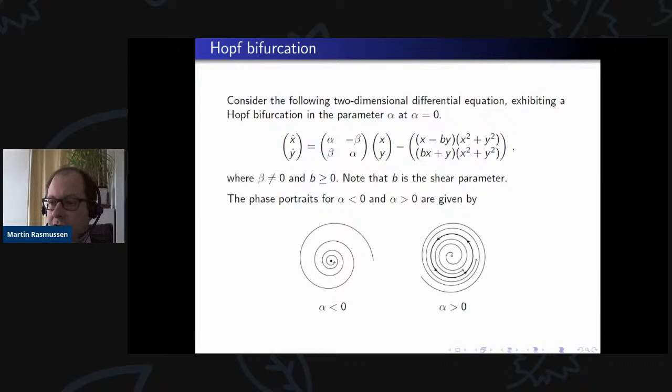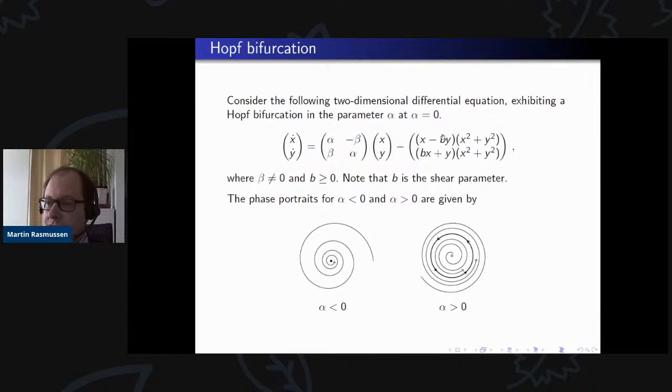I should say that there are also other parameters which I have put into the Hopf bifurcation. So we have the parameter beta here. Beta just describes the rotation of the system, and we have to assume that beta is unequal to zero, because if beta is equal to zero, we could have potentially some equilibria, and we may not get a periodic orbit here, but some other invariant set.